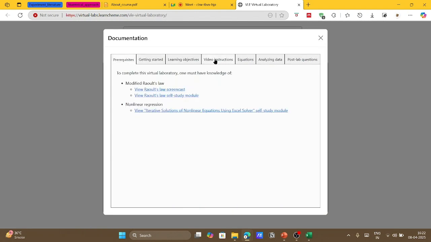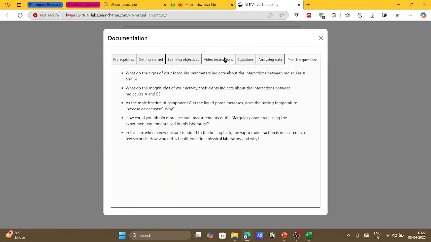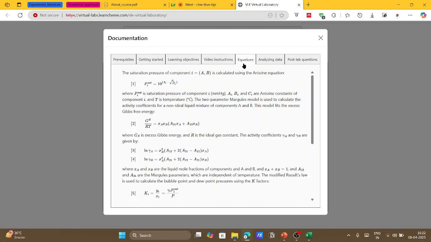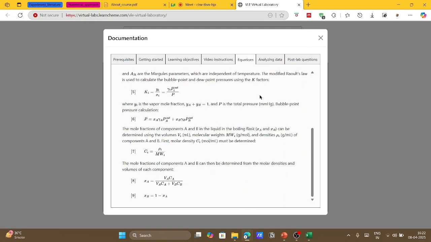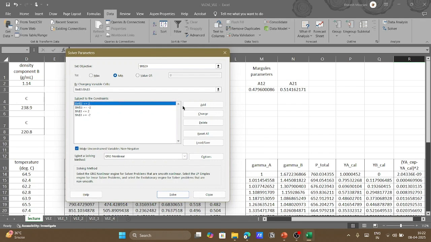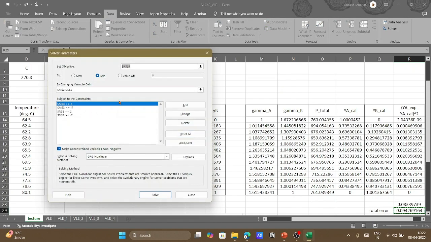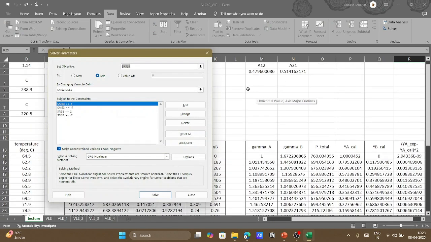I think it was mentioned somewhere. It's not mentioned here, but if you look at the theoretical part of Margules activity coefficient, you will find that it varies between plus or minus 2. So for that we have provided a condition by adding a constraint. If you add a constraint, you can select a cell and provide that it should be greater or equal to this value, less or equal to this value, right? So we have added those parameters and provided that this parameter should be between plus or minus 2.